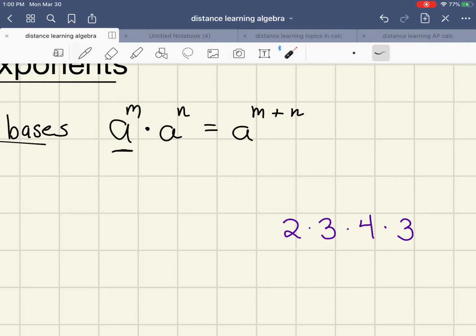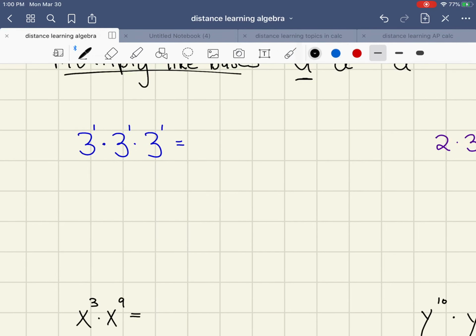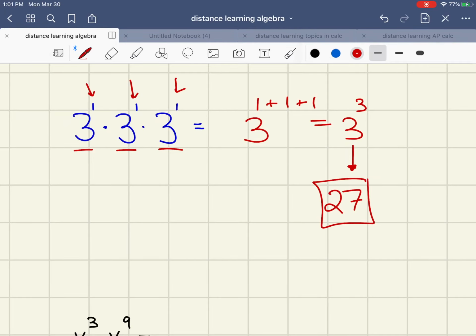Now I've got several examples to go through here just so that we can kind of learn how this works. So we have 3 as a base, and we have exponents of 1, 1, and 1. So we would get 3 to the third. Now since that's just a number, 3 to the third power, 3 times 3 times 3 is 27, and I would be done.